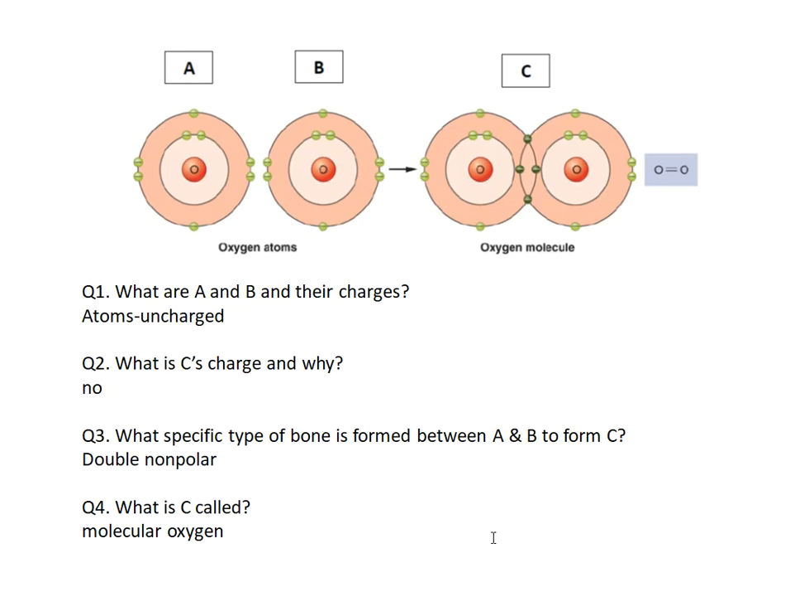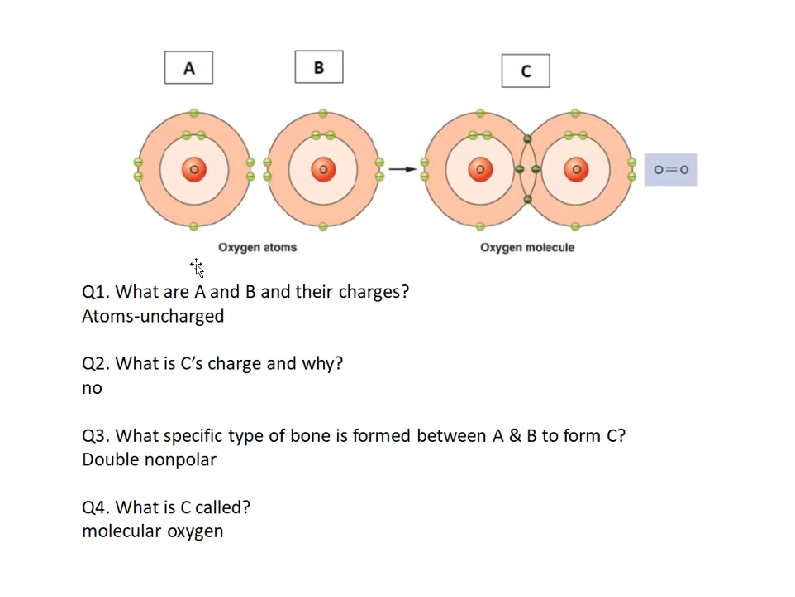Let's move on to our next reaction. Here we have two oxygen atoms, and they're going to share two pairs of electrons to form an oxygen molecule. So now let's answer the question. What are A and B, and what are their charges?